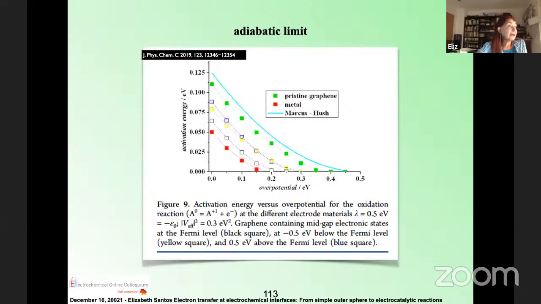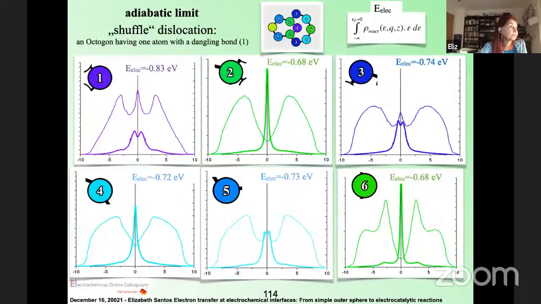In the case of the adiabatic limit, we also have a difference in the behavior of the metal. This is predicted according to Marcus-Hush without interaction with the electrode. And in the case of graphene, or graphene with defects, we have this intermediate behavior.